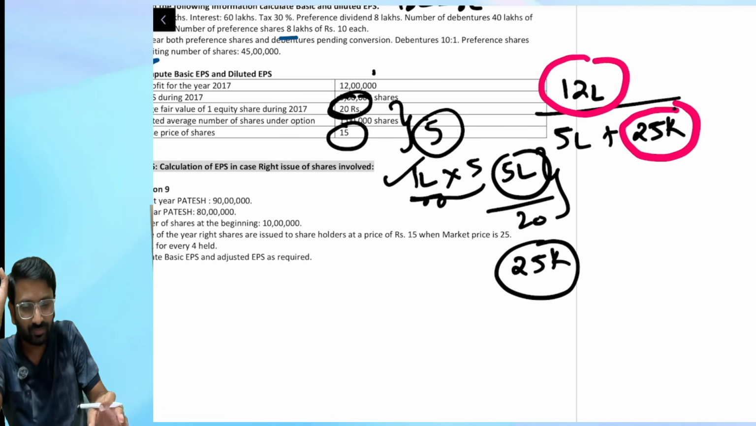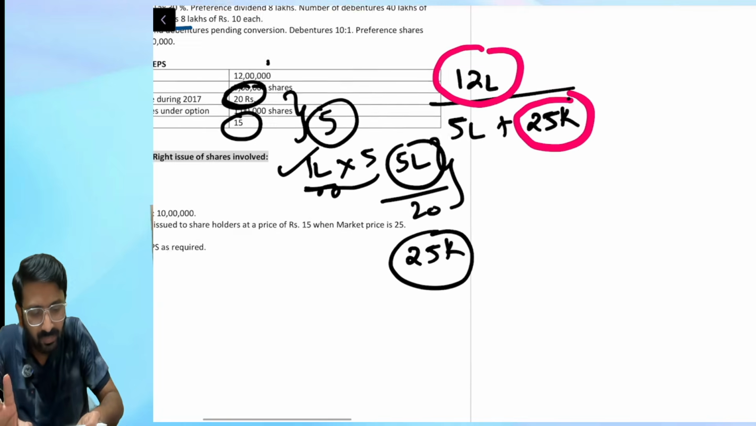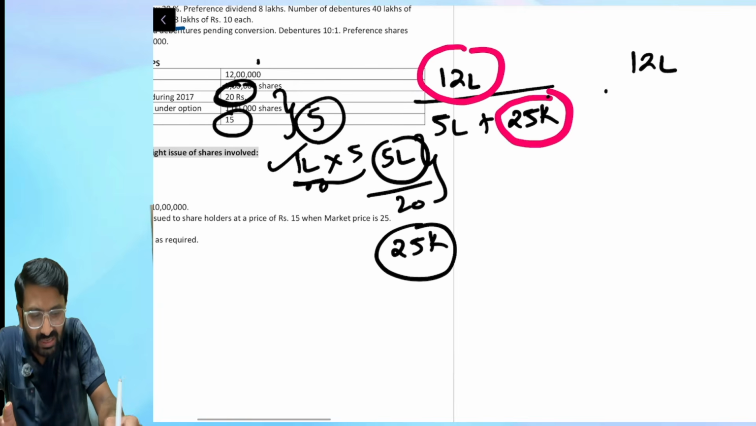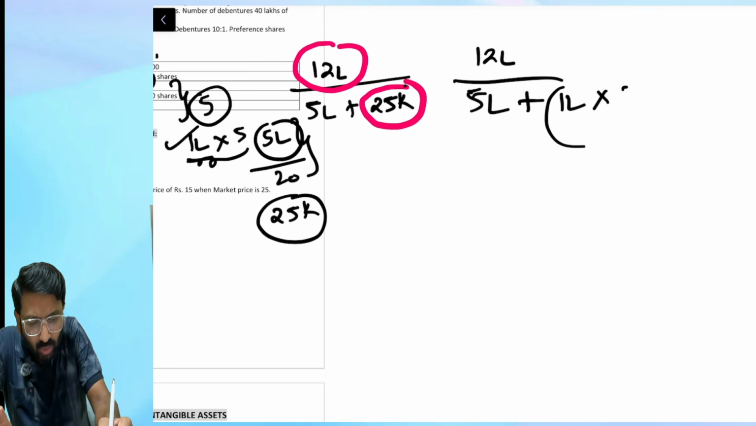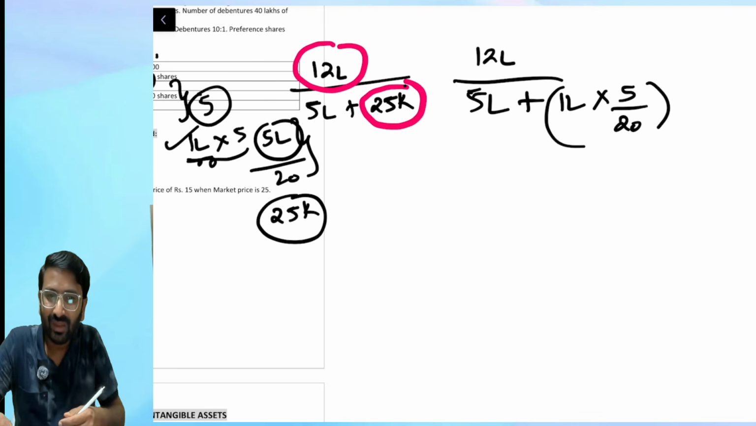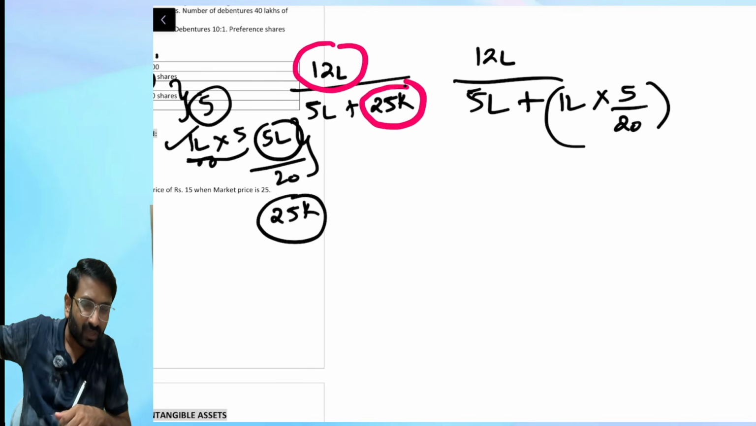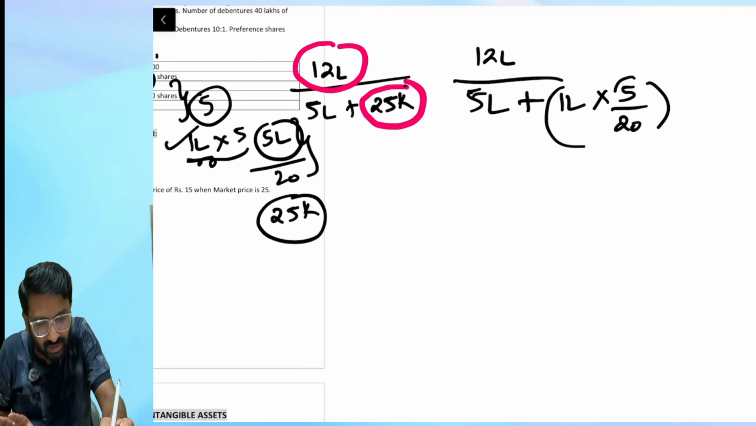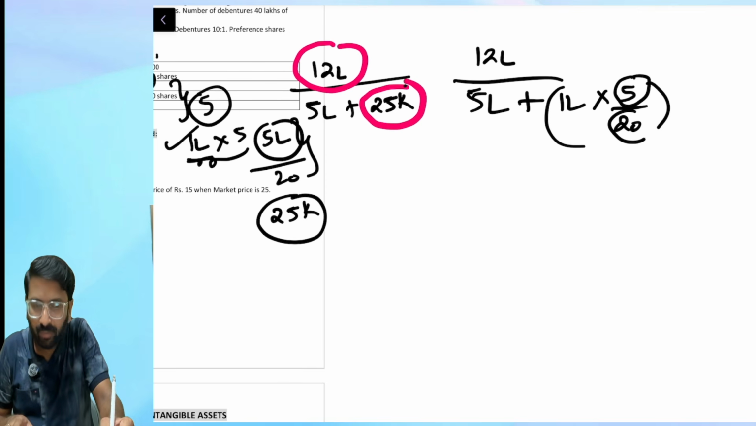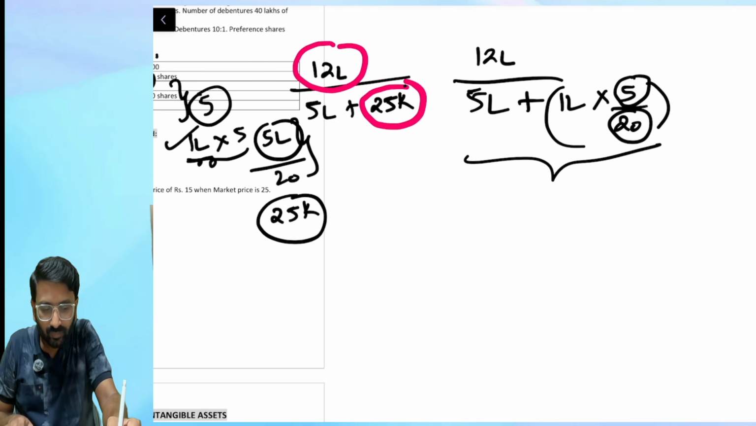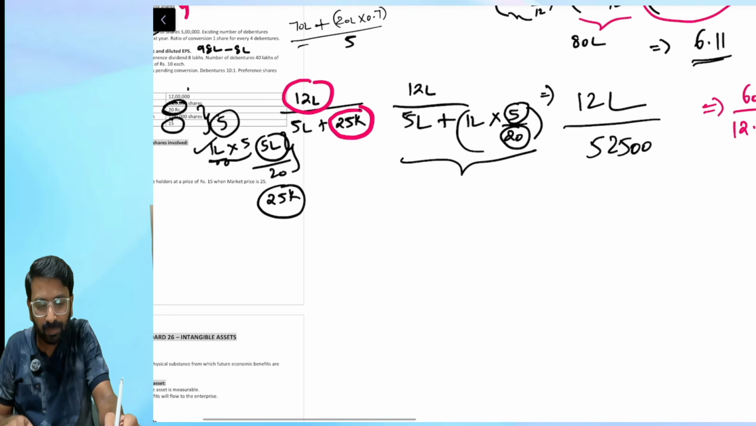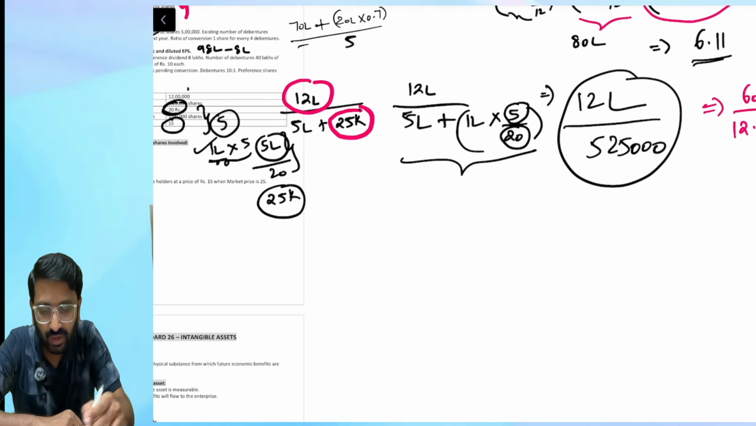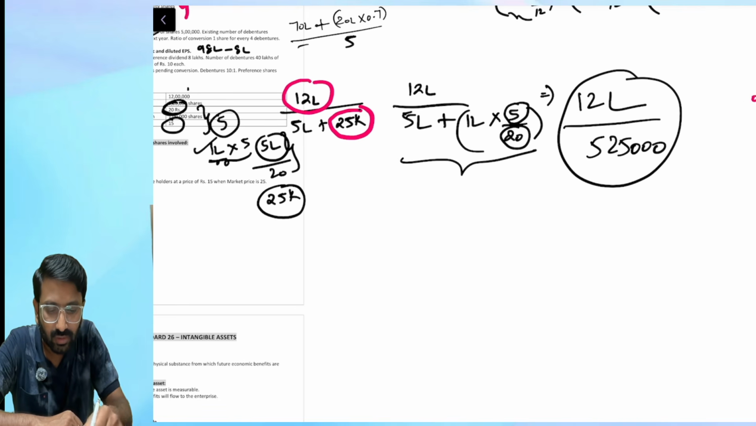So, in other words, try to understand and remember. What I'll simply do: 12 lakh divided by the existing number, 5 lakh, plus number of options 1 lakh into discount divided by fair market value. What is the discount here? Fair market value is 20. We are giving at 15. So I'll take 5 rupee discount in the numerator, 20 rupees in the denominator. That's what will give you 12 lakh divided by 5 lakh 25,000. Simplify that and that will give you diluted EPS. I hope all of you are getting that. Is that clear, guys? Okay.